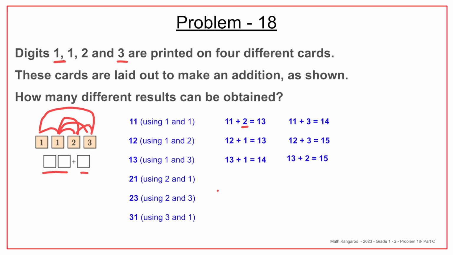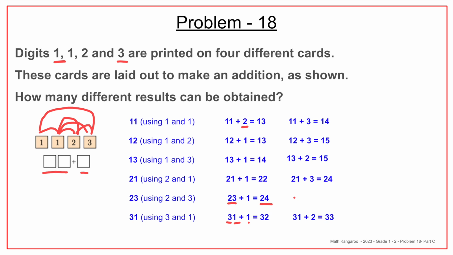For 21, we will use 1 and 3. We have two ones, so we use 21 plus 1, 22. And we will use 21 plus 3, 24. For 23, we will have one combination, 23 plus 1, because we have already used 2 and 3 in here. So we have 24. For the last two-digit number, we will use 31 plus 1 because we have two ones, 32, and 31 plus 2 gives us 33. So these are our possible sums.